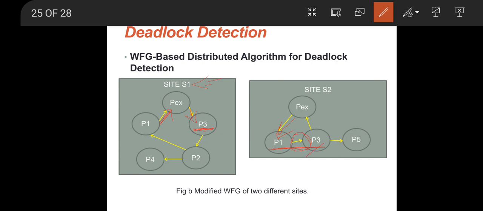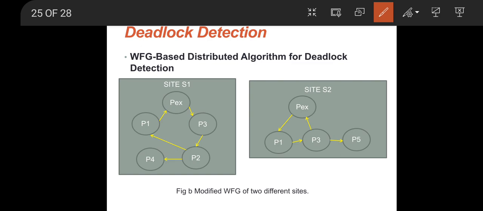Similarly, P3 is a local process which is waiting for a resource of another site to be released. That is this condition. We need to see the graph of the other site, and from there we will be able to understand how to connect the edge. So from here we can see that P3 is waiting for a resource to be released, and that resource belongs to S1. So we have an edge from P3 to Px. Now this is the updated wait-for graph after adding the node Px.